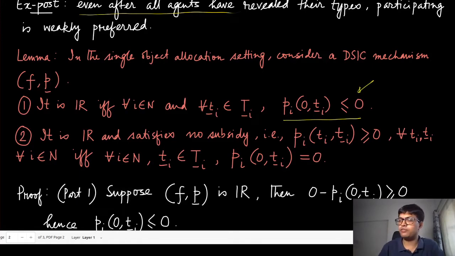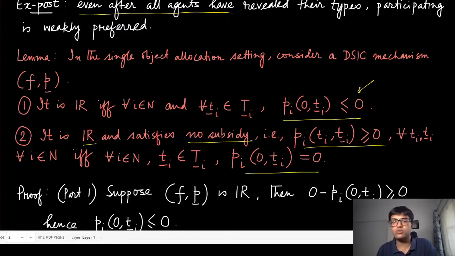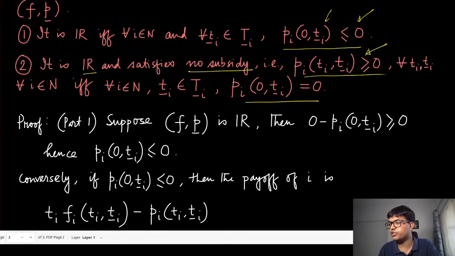And on top of that, if you also want to ensure the no subsidy condition, then this pi_i(t_i, t_-i) has to be non-negative for all these players. Then this constant quantity is going to be exactly equal to 0. This is nothing but the condition of no subsidy, that is, the payment given by each of these players has to be non-negative. Then this quantity has to be exactly equal to 0. So let us look at why this is true, and in fact the proof is really very simple and straightforward.